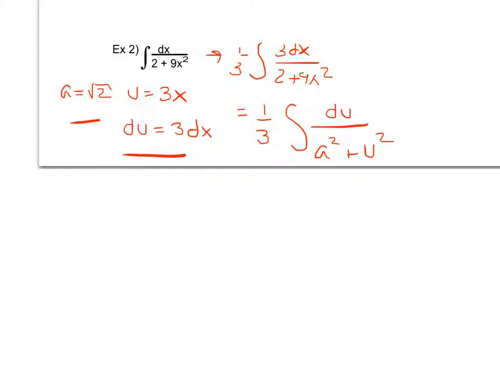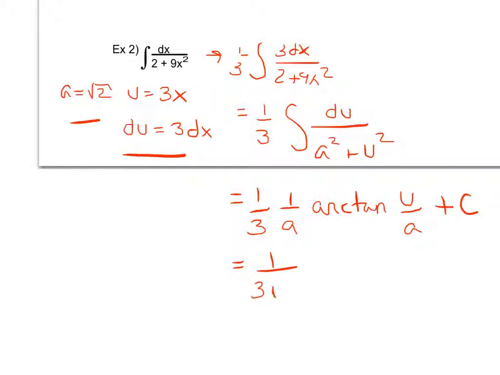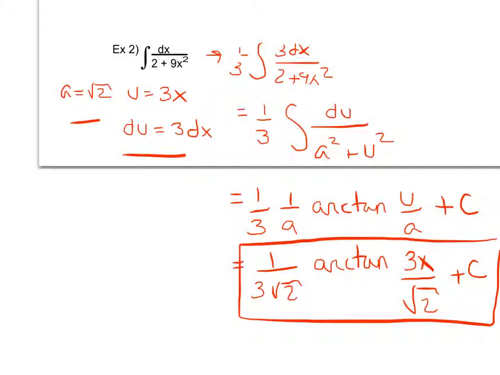Well, I know that this integrates to arctan. If you look, then your integral of du over a squared plus u squared is 1 over a arctan u over a plus c. I got to keep the 1/3. Well, my a is square root of 2, my u is 3x. So I end up with 1 over 3 square root of 2 arctan of 3x over the square root of 2 plus c as the function that this integrates to be.